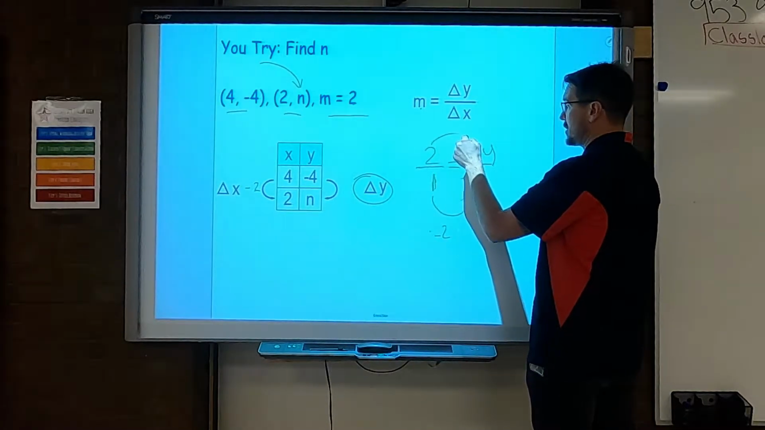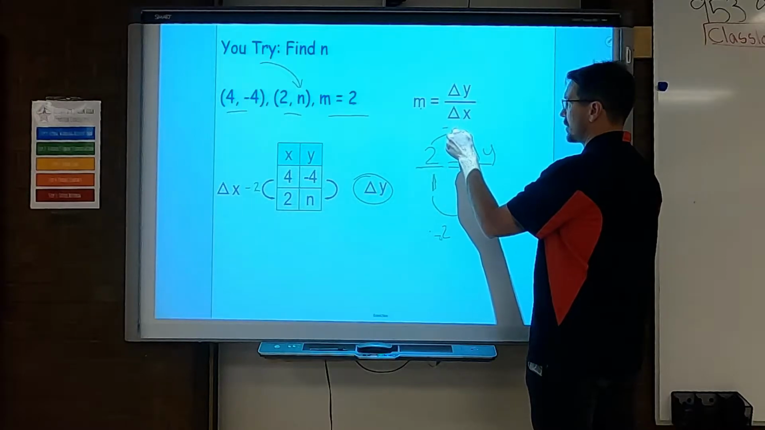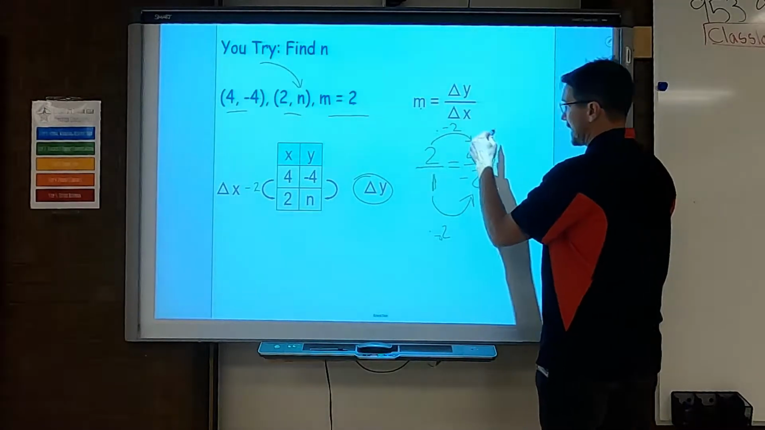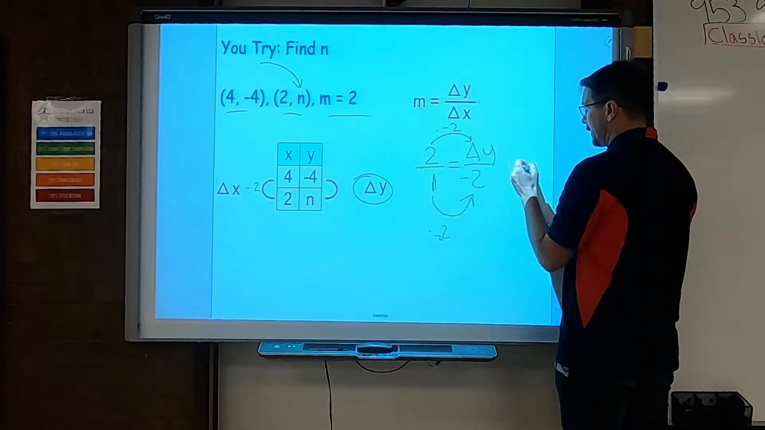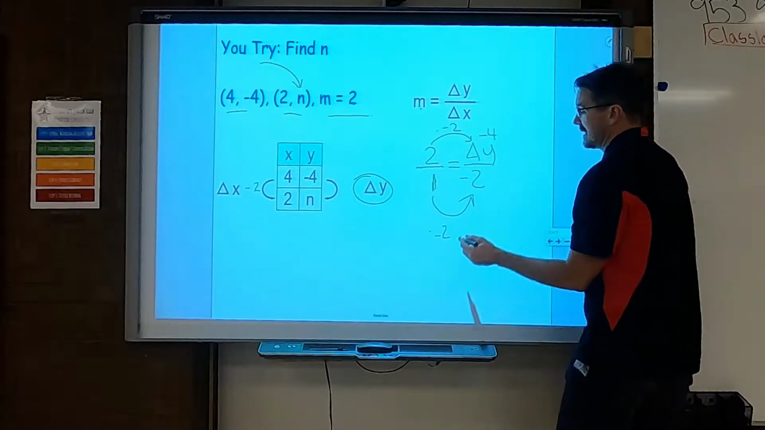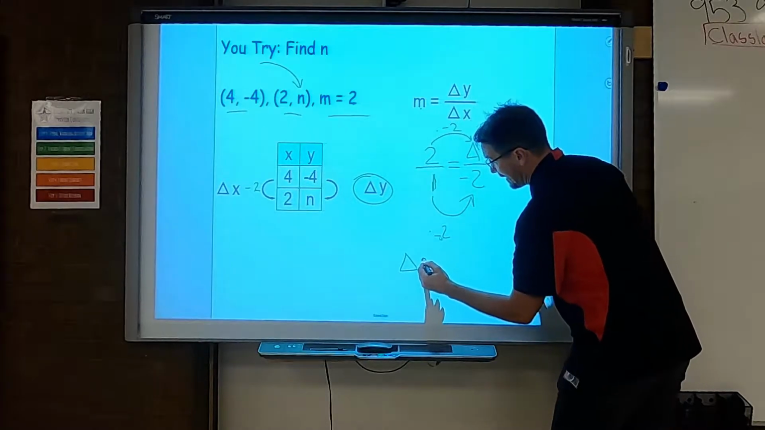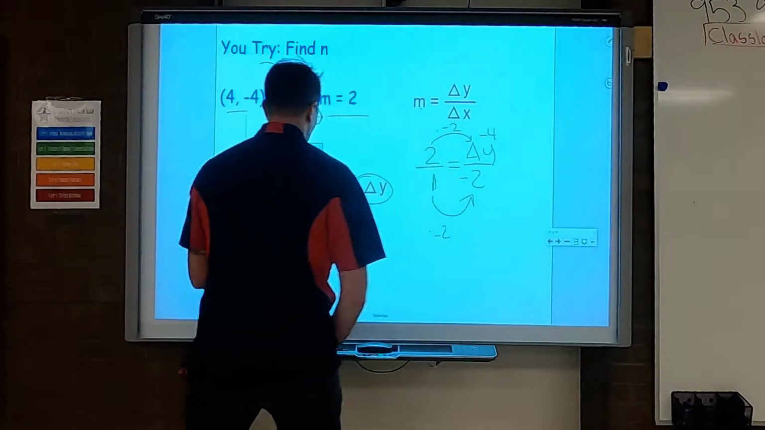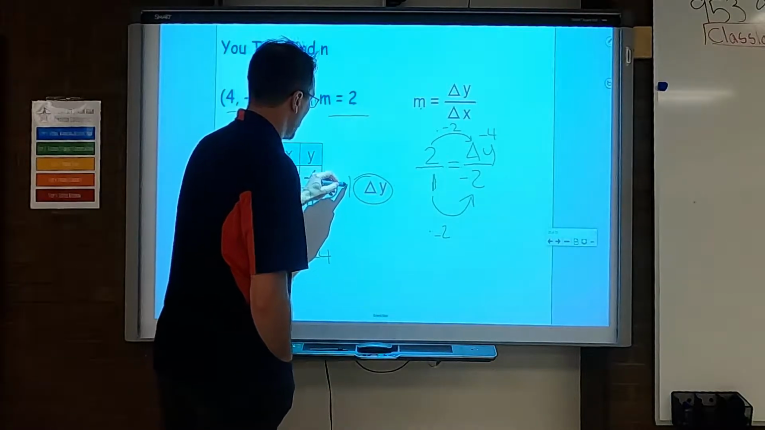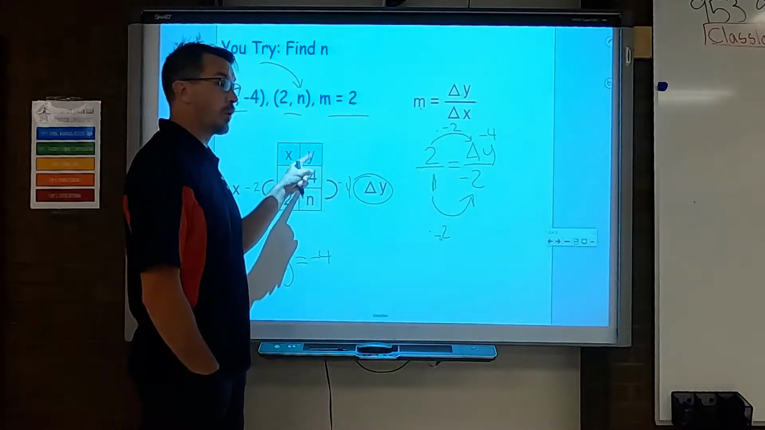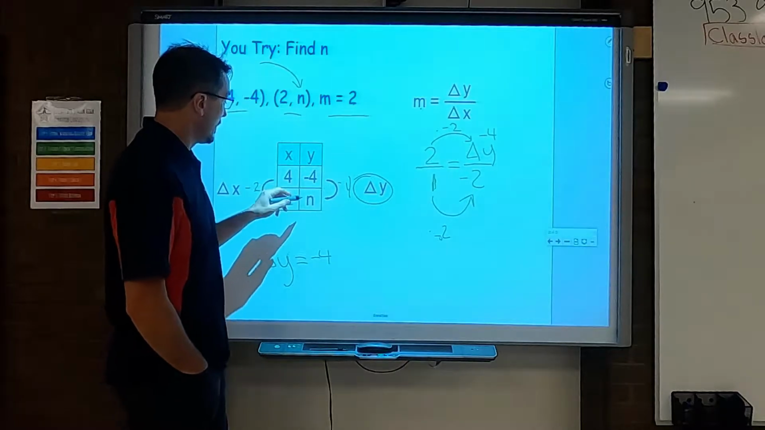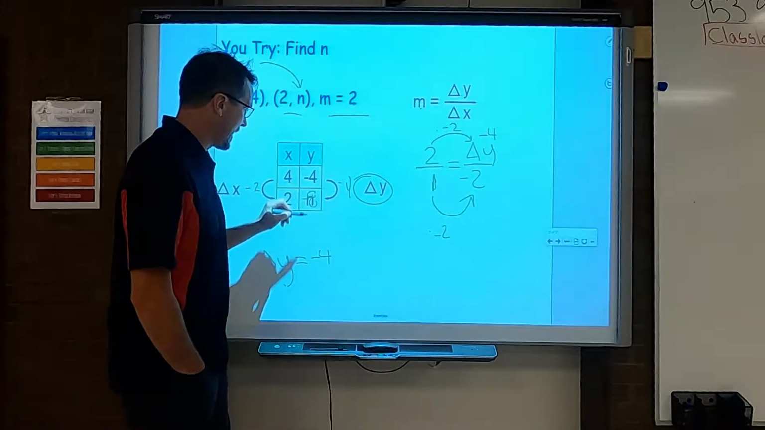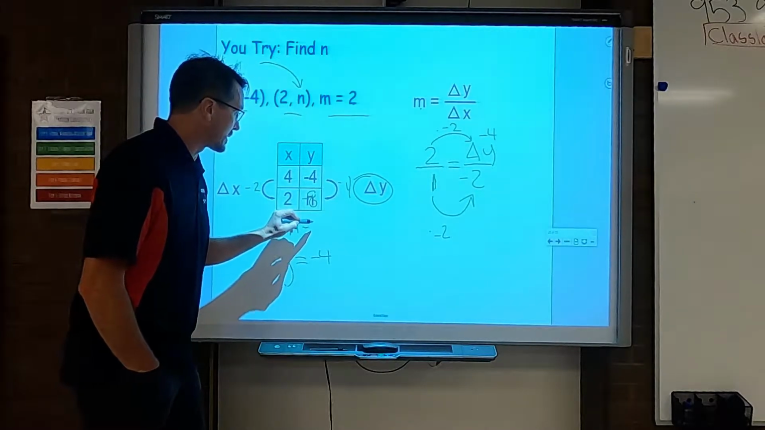So let's try this. What's 2 times negative 2? Because what you do at the top, you have to do at the bottom, or vice versa. 2 times negative 2 would give me negative 4. So that would mean that the change in y must be negative 4. Well, that would mean I come over here and I put a negative 4 in here. Let's see, what's negative 4 minus 4? Oh, that would make negative 8. So this becomes negative 8, so I know that n equals negative 8.